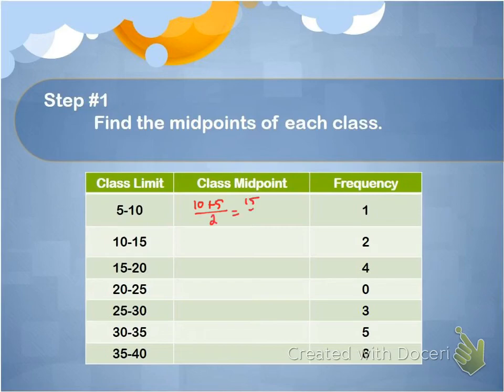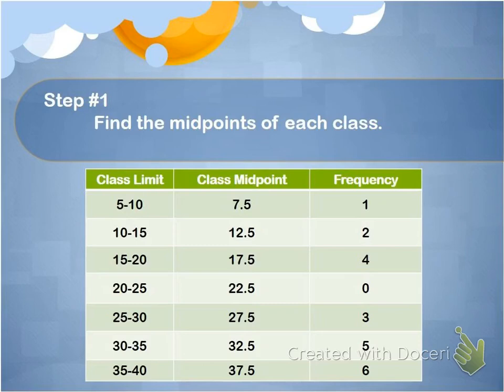So this is going to be 15 divided by 2, or 7.5. Here, 15 plus 10 divided by 2, which is 25 divided by 2, which gets you 12.5. And you would continue all the way down. I'll let you stop the video for a second, calculate those midpoints, then start the video back up and I'll show you what they should be. Here they are: 7.5, 12.5, 17.5, 22.5, 27.5, 32.5, and 37.5.